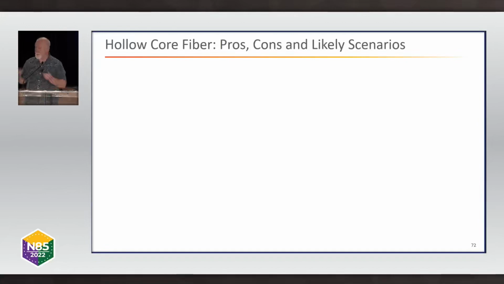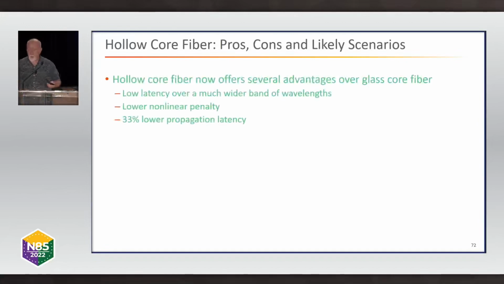Now, the pros and cons, the likely scenarios. Well, clearly hollow core fiber offers a number of advantages over glass core fiber: lower latency over a wider band of wavelengths. The other thing to mention about the lower attenuation is that glass core fiber is approaching its theoretical minimum attenuation, whereas hollow core fiber is nowhere near its theoretical minimum attenuation. So potentially we could have a couple of orders of magnitude more reduction in attenuation in this fiber. There are no modifications needed to the transponders. You can use regular transponders.